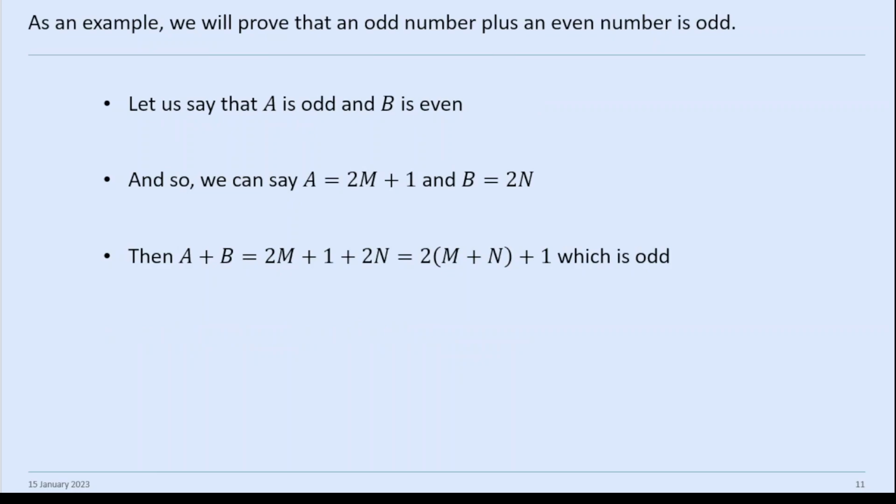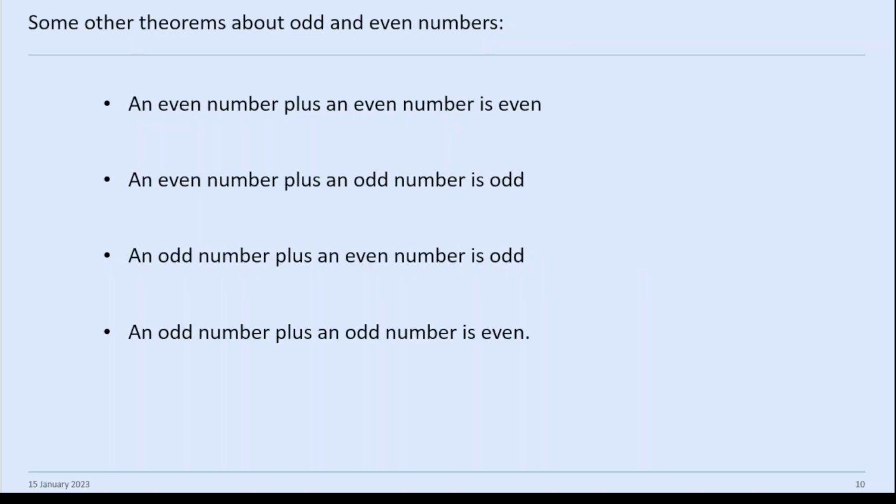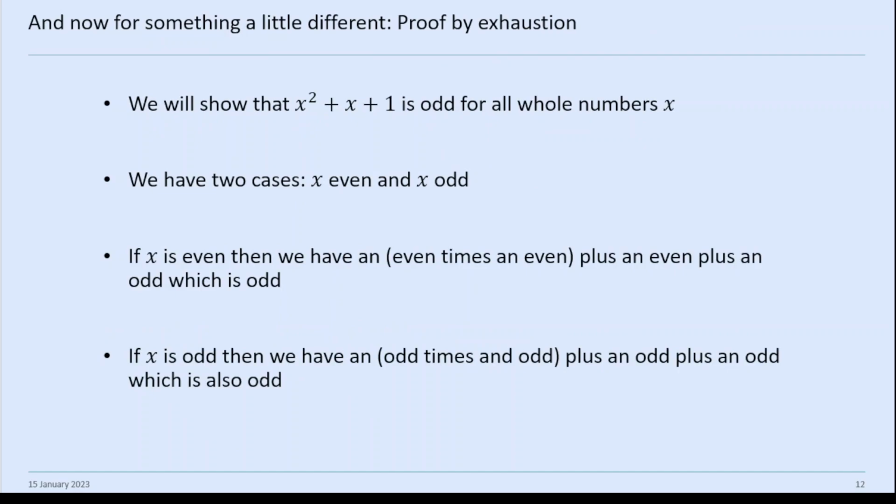We're going to prove one as an example. We're going to prove that an odd number plus an even number is odd. So let's say that A is odd and B is even. So we say that A is 2 times m plus 1, where m is a whole number, and B is 2 times n. Then A plus B is 2m plus 1 plus 2n, which is 2 times (m plus n) plus 1, which is odd. So we've shown that a general odd number plus an even number is always odd. And we can prove these other 3 theorems in similar ways.